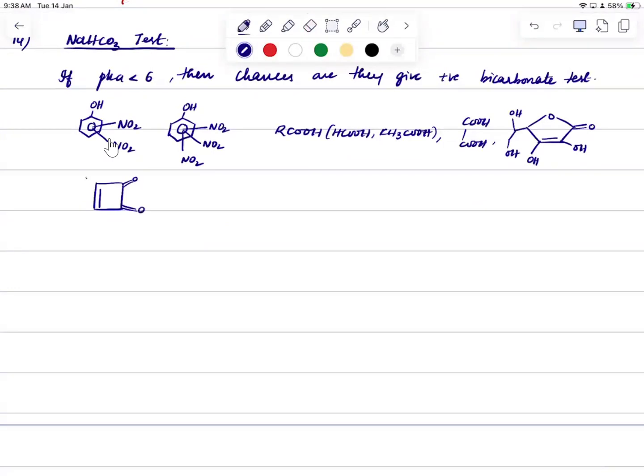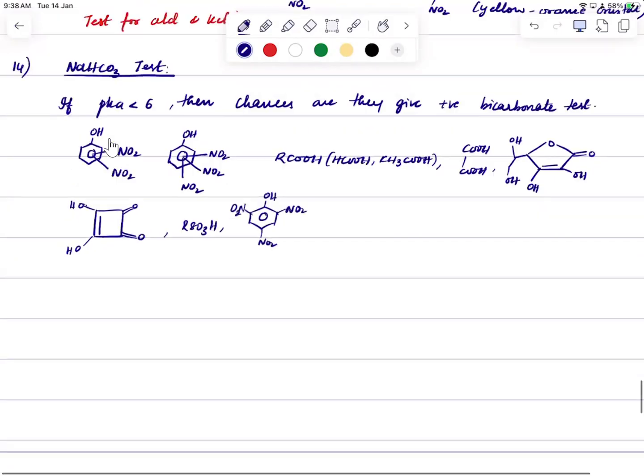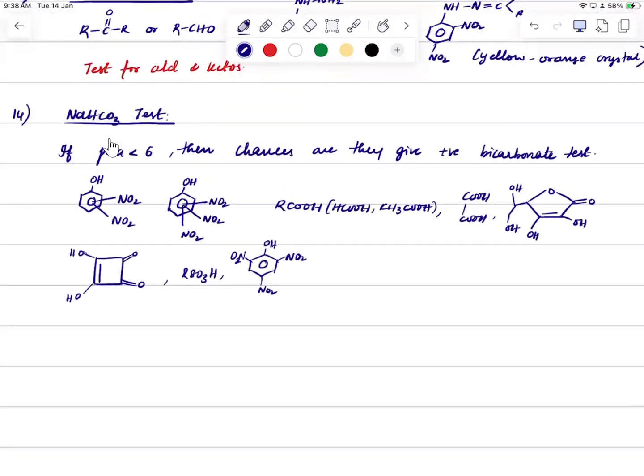Double bond O, double bond O, and OH and OH. Any form of sulfonic acid, RSO3H. Next, picric acid, OH, NO2, NO2 and NO2. These types of acids, if you notice, definitely they are all going to give you a positive bicarbonate test. Alright. Please remember in which case what type of test is being used here.